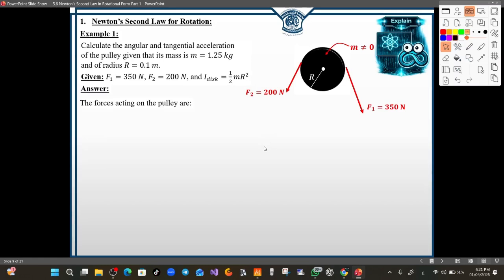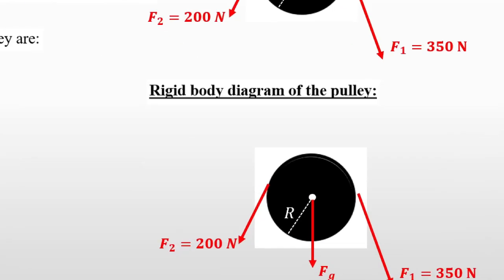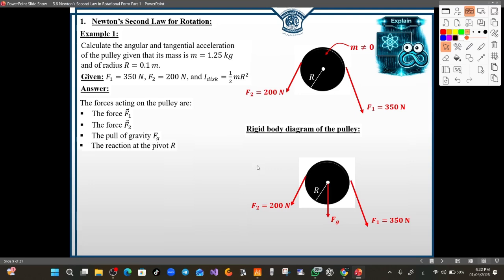Before implementing any law, we should state all the forces acting on the pulley. Let's use the free body diagram to represent all the forces acting on the pulley. In addition to these two forces, F1 and F2, we have the force of gravity, acting at the center of mass of the pulley, and the reaction at the pivot, R, acting in the opposite way. Now let's apply Newton's second law for rotation.